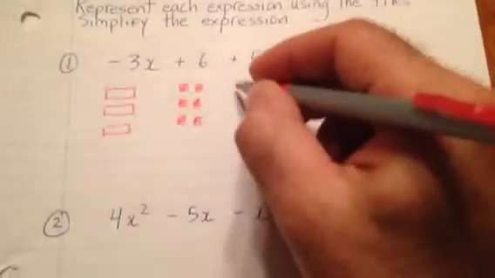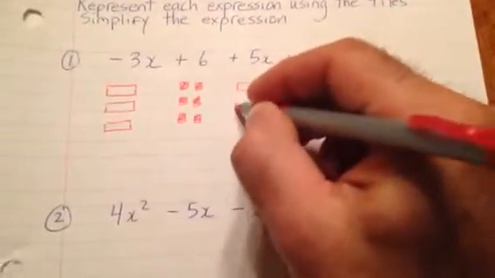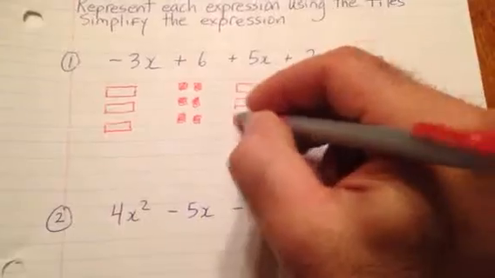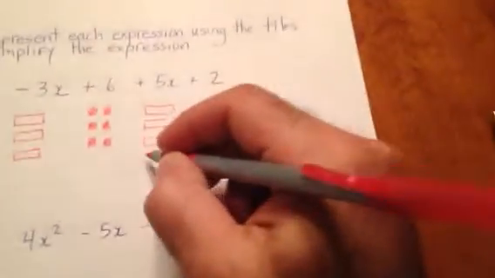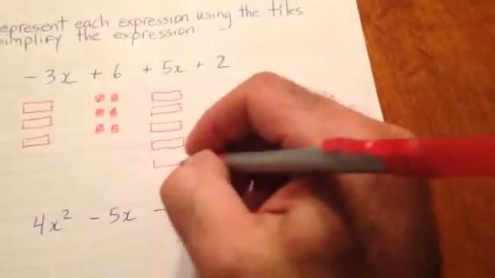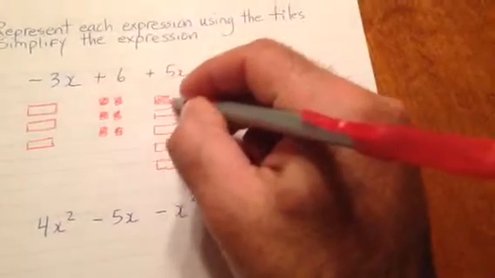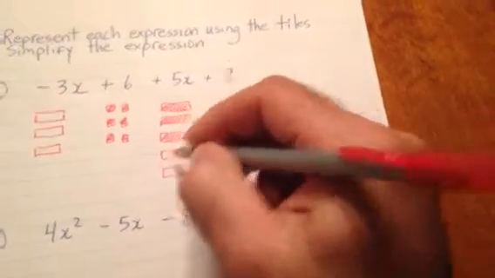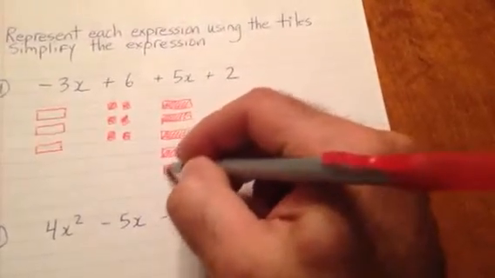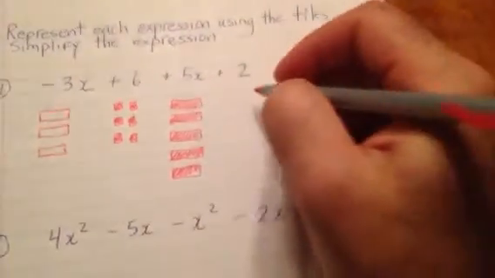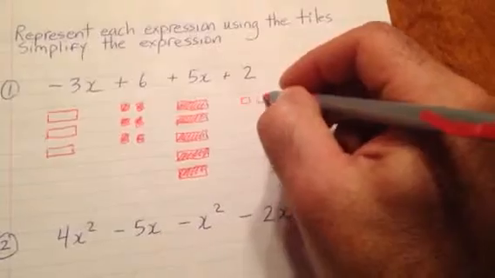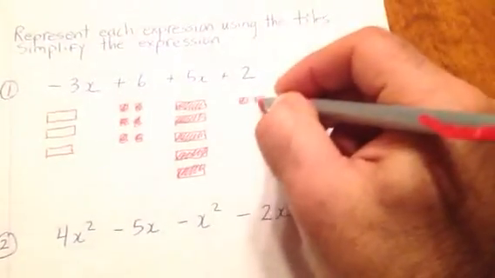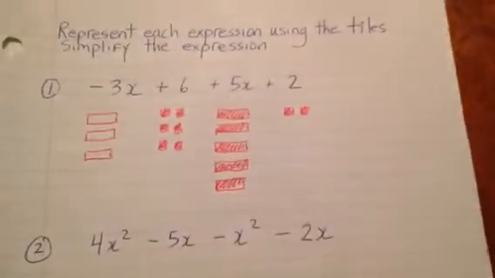We have a positive 5x, so the x's look like bars again. 3, 4, and 5, all shaded in because they're positive. And I'm going very quickly here because I want to try to keep this nice and short. And finally, a positive 2. And again, shaded in. Okay, so now I look for 0 pairs.